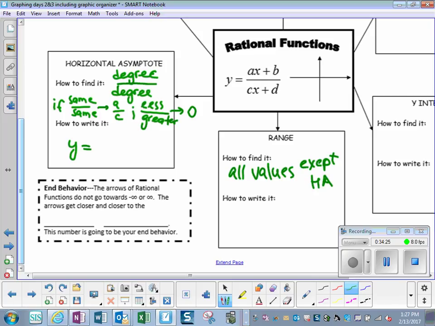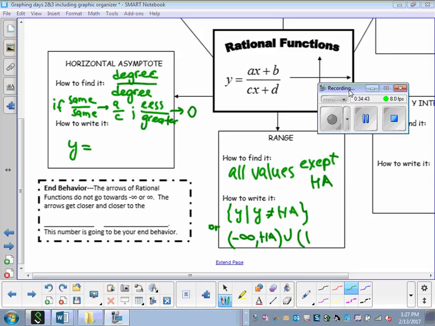And then again, we can use either set builder or interval notation. So negative infinity to horizontal asymptote, parenthesis, union horizontal asymptote, all these parentheses because we don't want to include it, because our graph will never cross that line. So it means that there is no point on the graph that has that particular y coordinate.